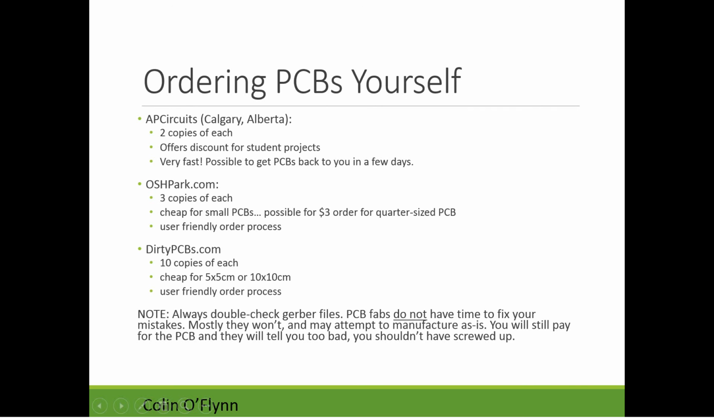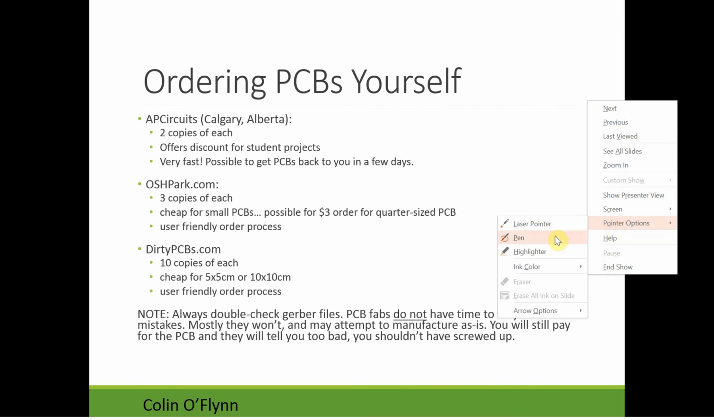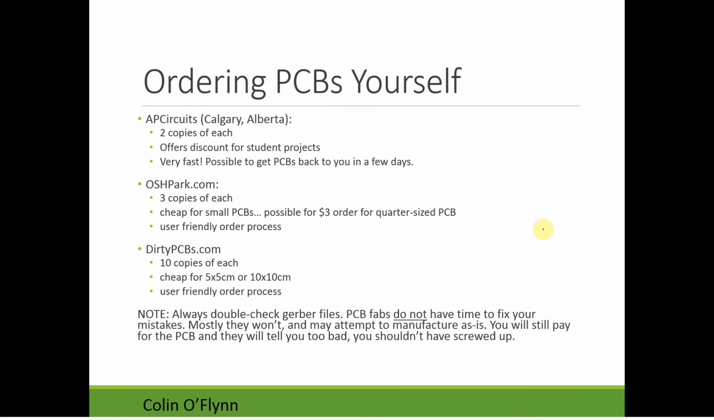If you have more time, the classic ones that people are using are these other fabs. OSH Park is a very popular one. You get 3 copies of each board, and it's about $5 per square inch. So if you have a very small board that's 1 or 2 square inches, like 1 inch by 1 inch, it could be $5 or less. That includes shipping to Canada and everything. It has a very user-friendly order process, and it's going to show you what the board will look like before you order.